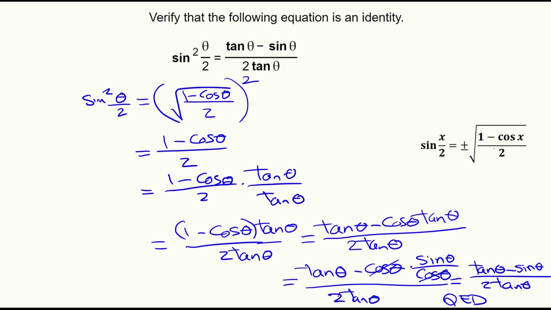So we're ready to say QED, which means that which was to be shown. Quod erat demonstrandum. It's from Latin for that which was to be proven.